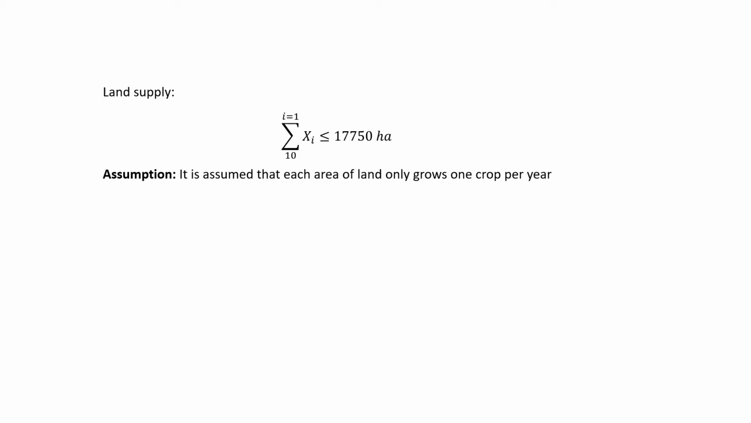Our next constraint is about the land supply. Again, looking at the problem, we have a number for the total land supply. But there is also an inherent assumption in here that each area of land grows only one crop per year. It doesn't say that anywhere in the problem. It doesn't specify whether or not it's possible to grow multiple crops. If you look at the crop schedule, it looks like there may be ways you could grow different types of crops during different seasons, but we don't know that. So we're making the simplifying assumption again that each area of land will only grow one crop per year.